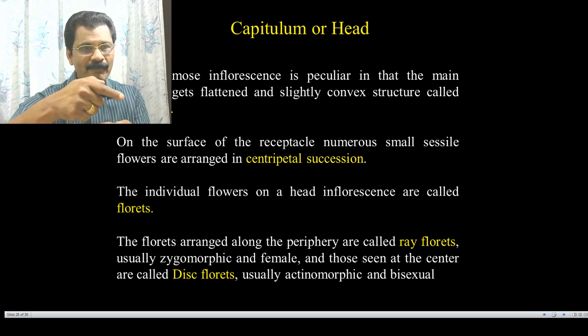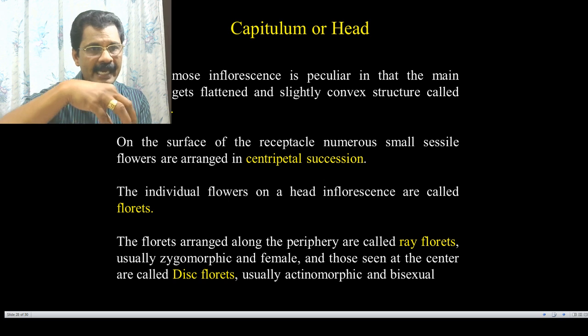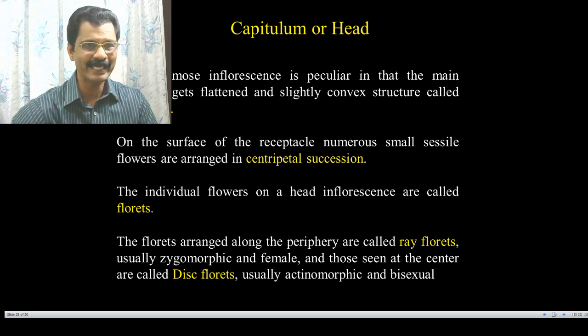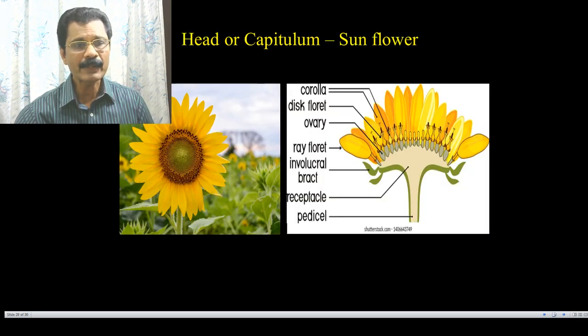So the flowers in capitulum or head inflorescence are called florets. The florets seen towards periphery are called ray florets. They are zygomorphic and usually female. And the flowers seen at the center are called disc florets, and they are actinomorphic and bisexual in nature. That is the head inflorescence or capitulum inflorescence. And here you can see sunflower is a typical example.